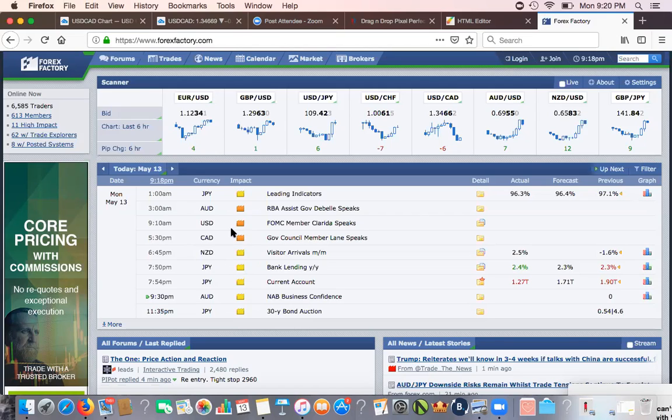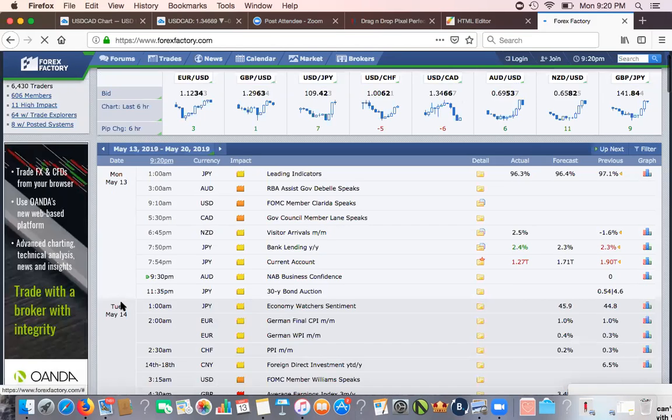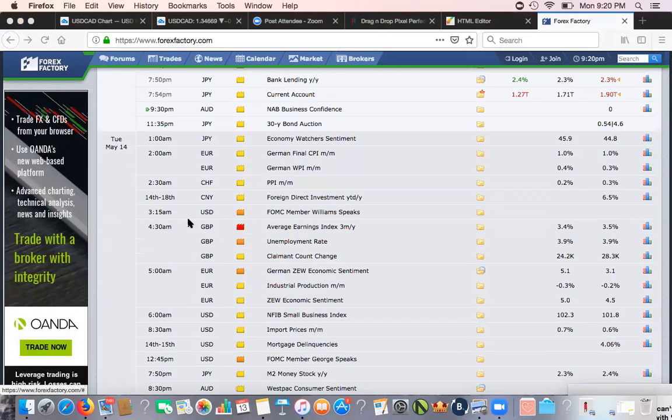And the orange folders are medium volatile on the news. But what you're looking for is the red folders. This is what the red folders look like, and I usually just trade around these times. So GBP, that's a currency. It's not a currency pair, but it's part of a currency pair. Whenever this news hits, it's going to be a huge move in the market. That's usually how I make my money.